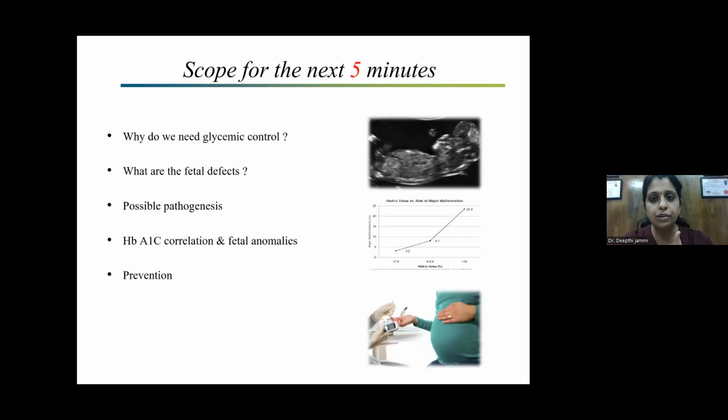Why do we need glycemic control? What is the incidence, as Anjalakshmi ma'am had already pointed out? What are the fetal defects we need to look out for when we are scanning a mother, be she a pre-gestational diabetic or a GDM mother? A possible pathogenesis which has been put forth for the occurrence of fetal defects in a hyperglycemic mother. HbA1c correlation, which is extremely important, not only for scanning during an anomaly scan, but also for early counseling, because we get plenty of patients with HbA1c above 9 or 10 during the first 3 months asking us whether we can continue the pregnancy or not. And last but not the least, prevention.